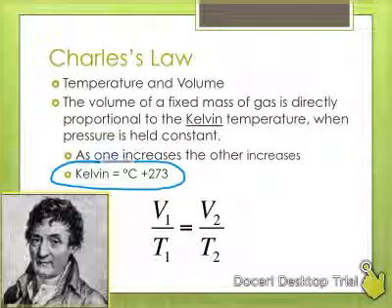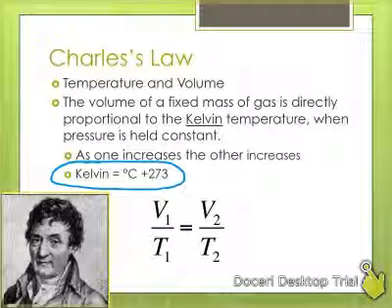You add 273 degrees Celsius, right? Okay, so these two things are directly proportional, volume and temperature. So that means as my temperature increases, what should also happen to my volume? It should increase. If my volume decreases, what happens to my temperature? Decreases.